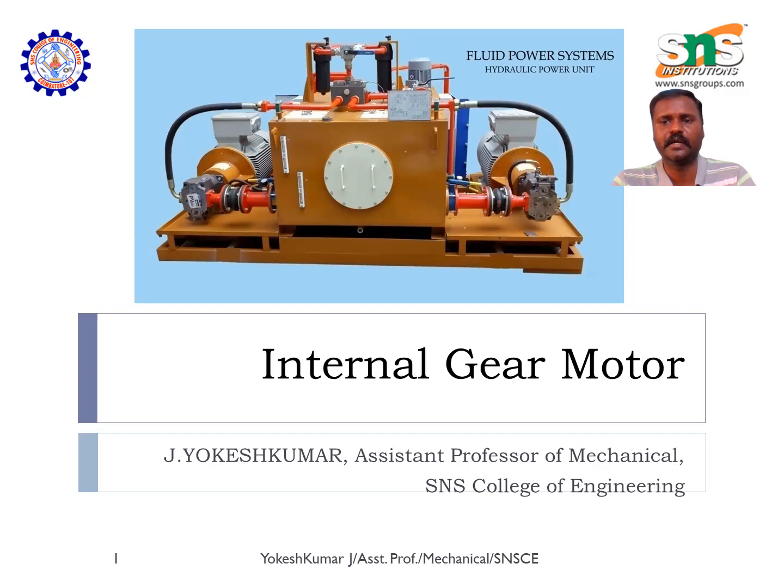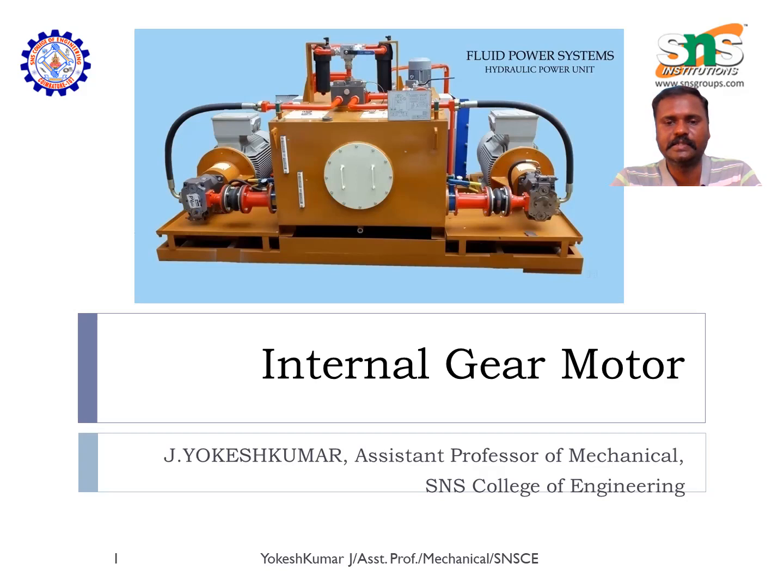The parameters we need to concentrate on for the internal gear motors are: one is direction of rotation. The motor can rotate in the clockwise direction, and the direction can be reversed into the counterclockwise direction. The second parameter is the torque of the motor. So we can vary the torque. The third parameter is the speed of the motor. Here the speed can be varied by changing the flow rate of the oil.